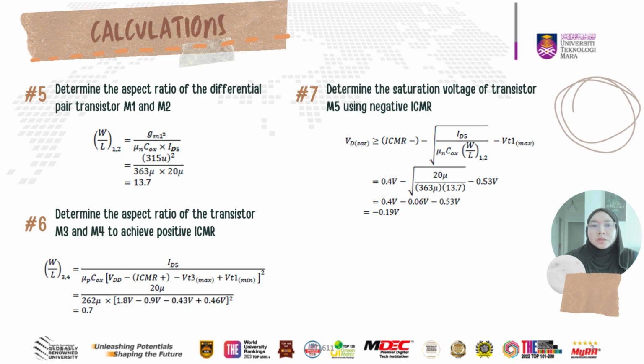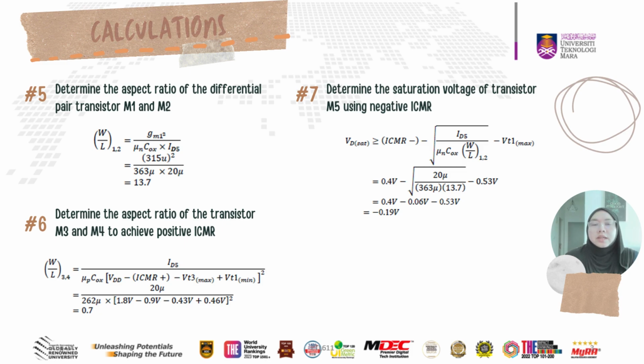The mu n Cox is similar to step number 5, which is 363 micro. The W over L we use is as we have calculated in step number 5. However, the maximum threshold voltage here is 0.53 volt. And we will get minus 0.19 volt for the VD saturation.